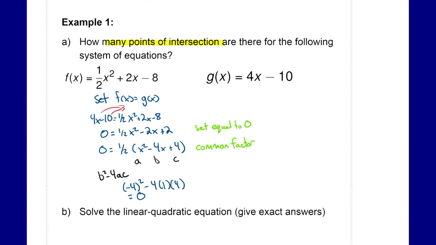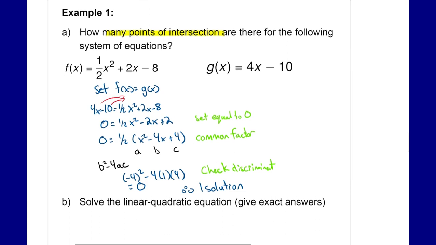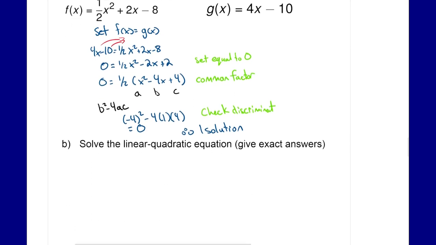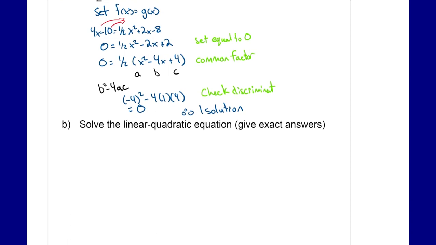So because it works out to 0, we check the discriminant, and therefore there's only one solution. Because when we go back and think about the quadratic formula, we'd be adding and subtracting, so it would only give us one solution. Now we're going to solve a linear quadratic equation to get the exact values.